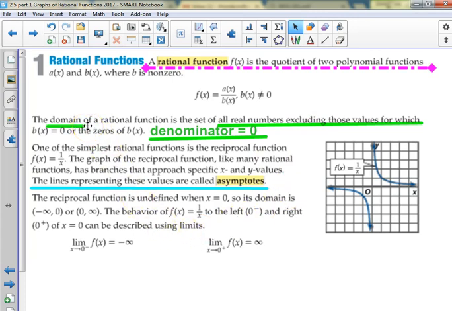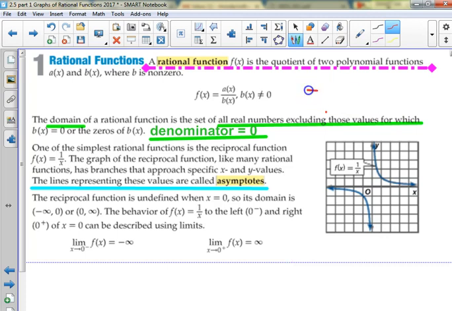The domain, anytime we have an x in the denominator, what's happening with the domain? Two x plus 1 over x minus 3. The domain is all real numbers except 3. Whatever makes the denominator 0 is not part of the domain. All right.